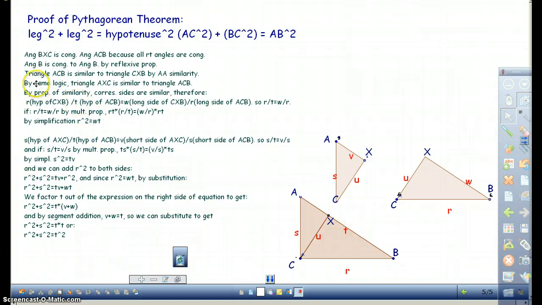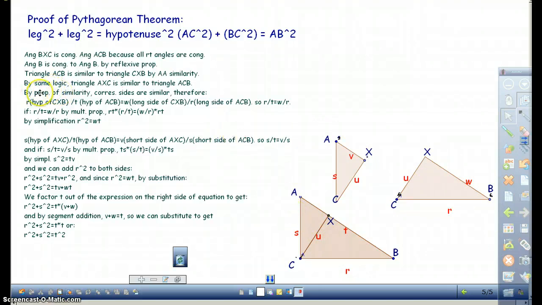Now, I just wrote here, by the same logic, these 2 triangles also have to be similar. Here's our right angle right here, and it has to be congruent to ACB, our right angle here, because they're both right angles. And angle A has to be congruent to angle A, and that's by what we call the reflexive property, right? That it's congruent to itself. Don't forget the reflexive property. So using the same logic, we've now proven that this is also similar to this triangle. Therefore, they're all 3 similar to each other.